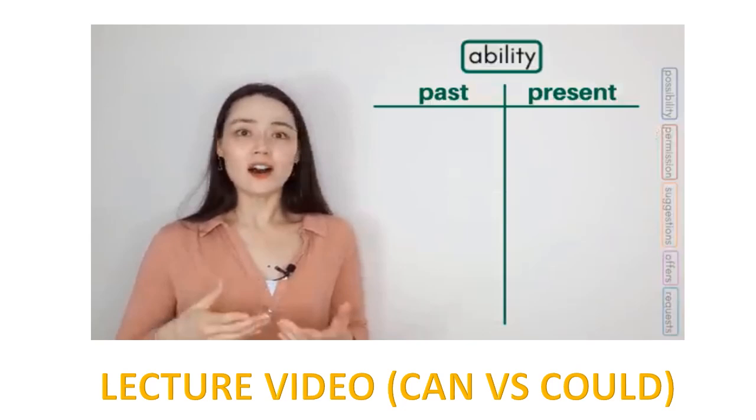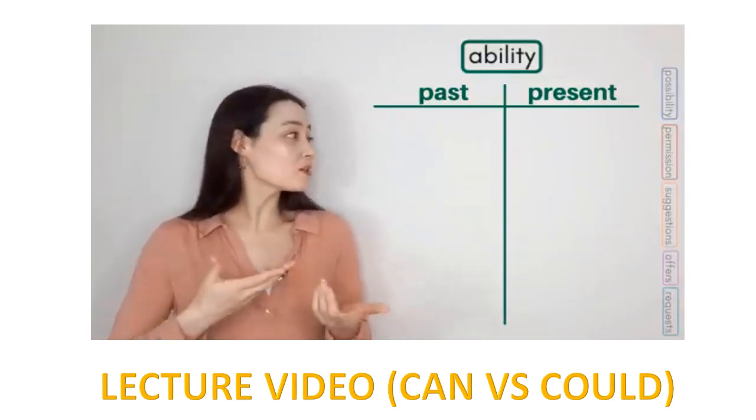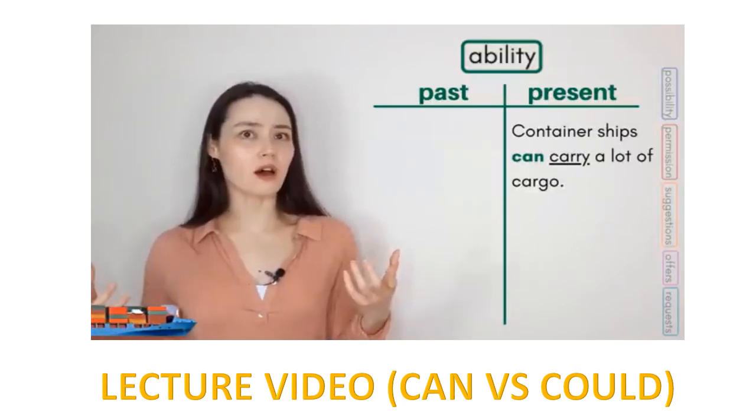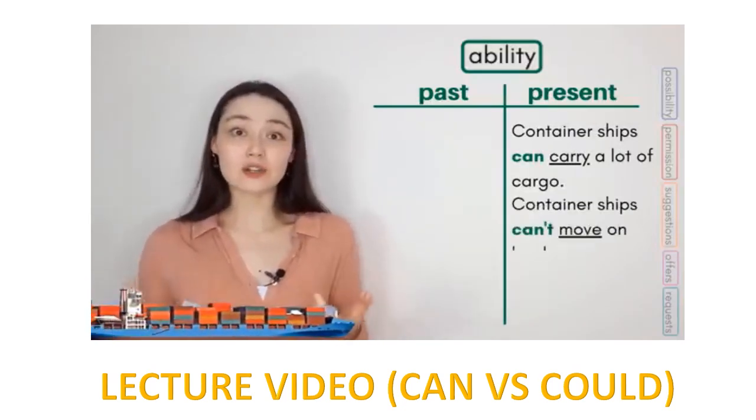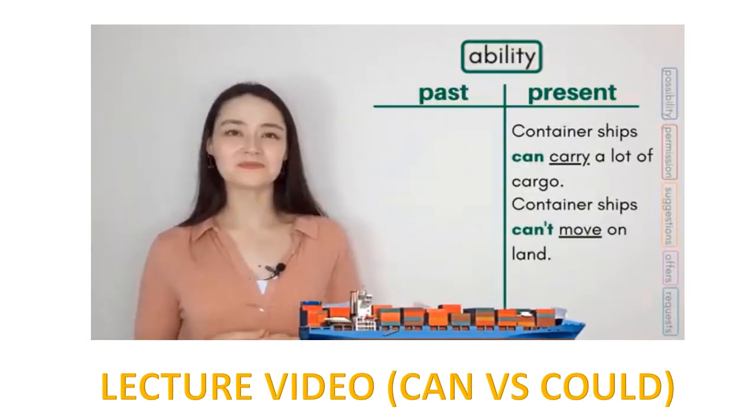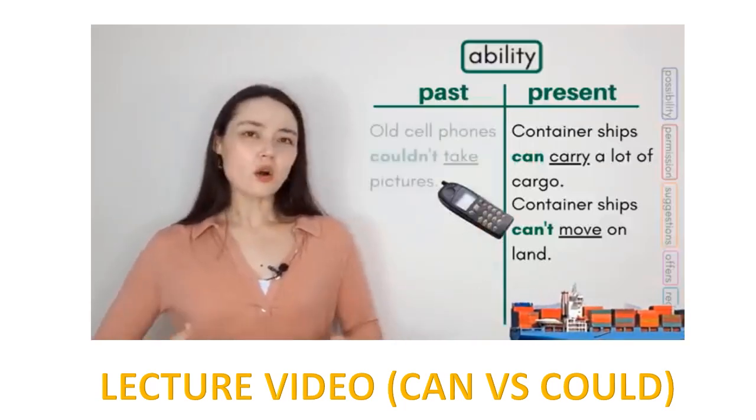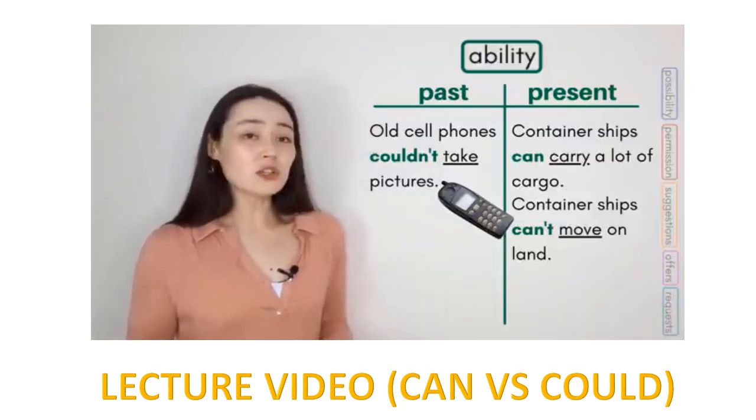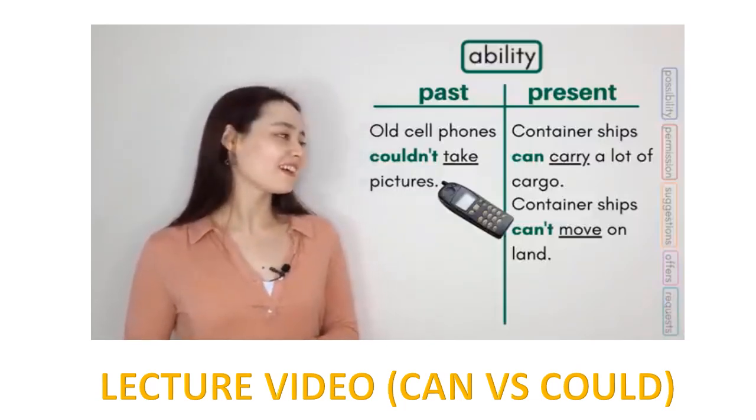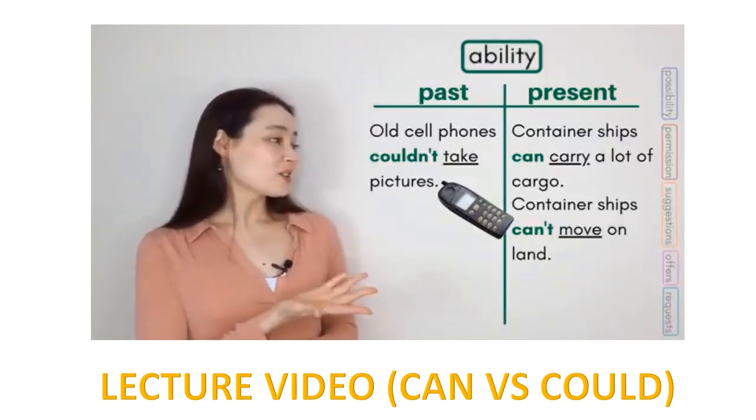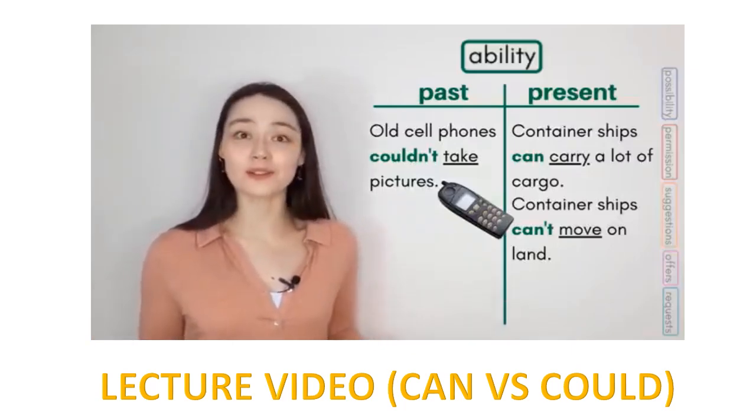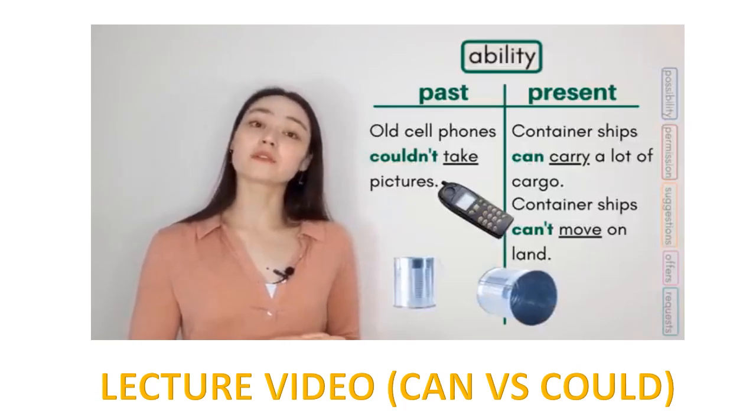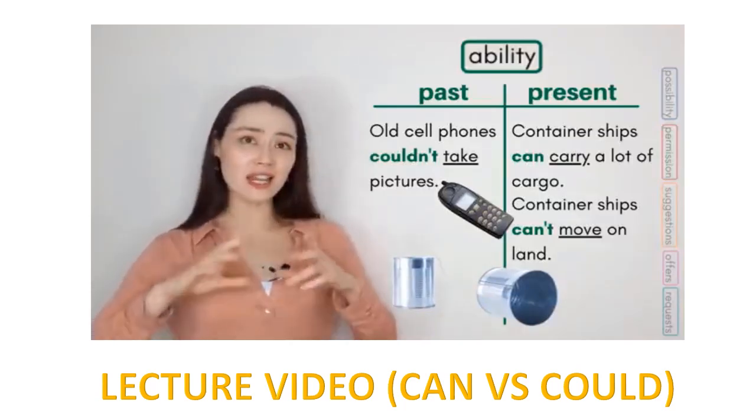Can and could are not only for people, we can use them for things as well. Container ships can carry a lot of cargo. Container ships can't move on land. Old cell phones couldn't take pictures. I mean, they couldn't really do anything. And that looks like my first phone. Well, actually, this was my first phone. It was great. I never had any problems.